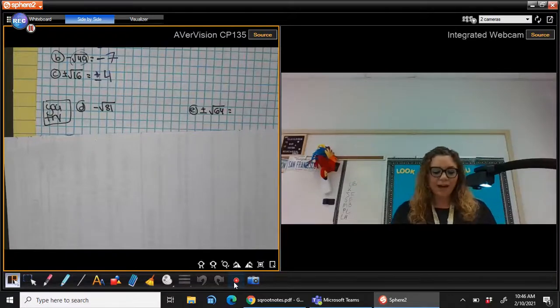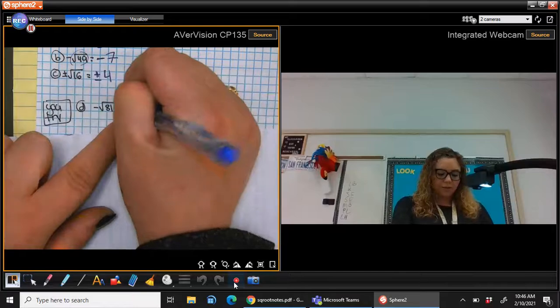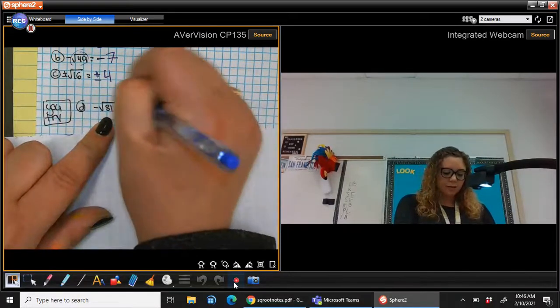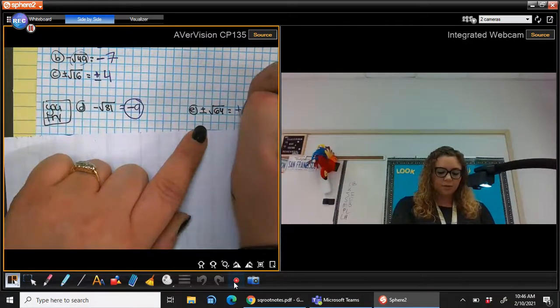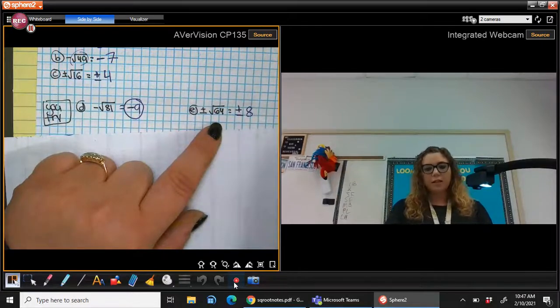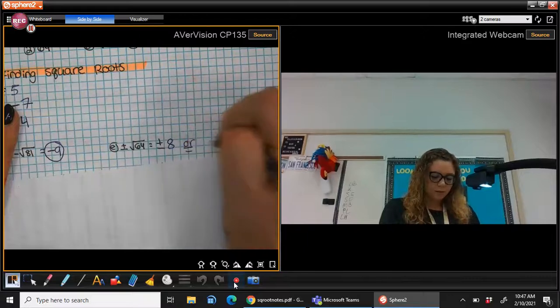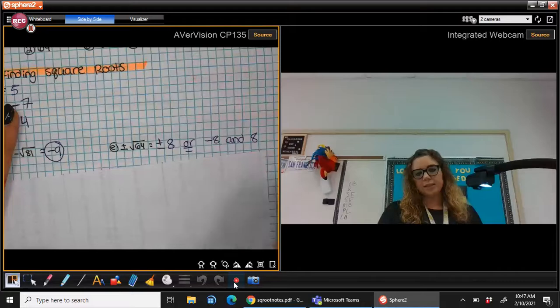Okay, welcome back. This is a negative square root, so I know I'm going to have a negative answer. What times what will give you 81? And that is 9. Again, this is plus minus, so I'm going to have 2 answers. What times what will give you 64? And that is 8. And you also may see people write it out like this. Means the same thing. I'll take either one.